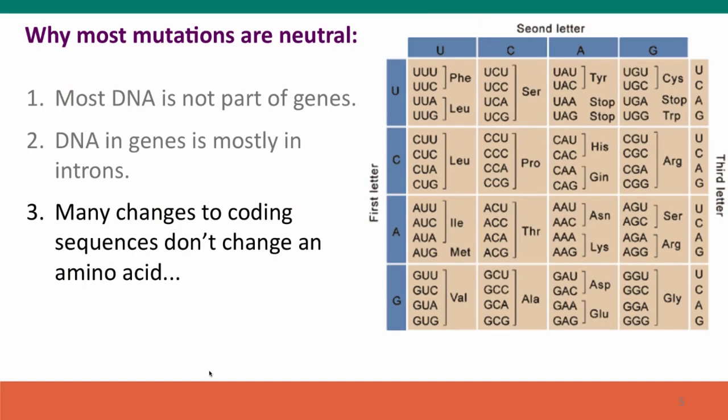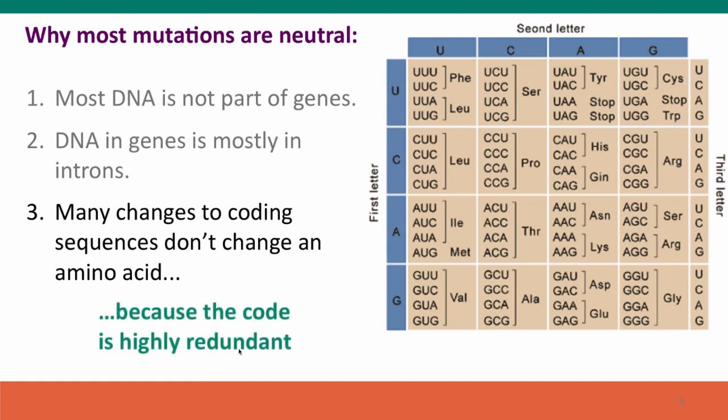Now, back to the question, why most mutations in coding sequences are neutral. And the first part is that many changes don't change an amino acid because the genetic code has the property of being highly redundant. Redundant means you've got more than you need. In this case, it means we've got more information than we need. The genetic code could, in principle, specify 64 different things because there are 64 different ways to put 3 bases together in different orders when you've got 4 different bases to choose from. But there's only 20 different amino acids.